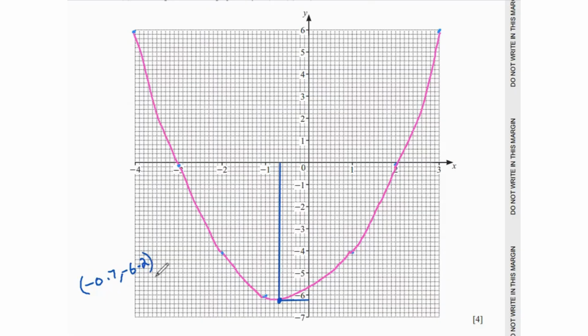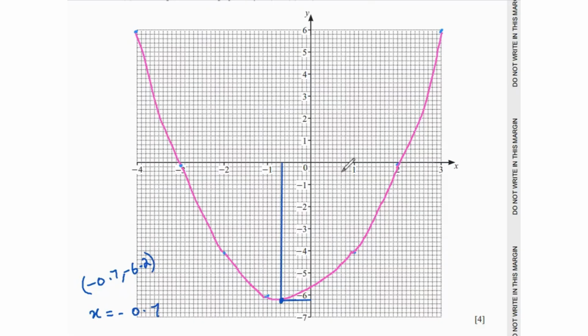Then for the line of symmetry, it's going to be the same. It's going to be x equals negative 0.7. For the line of symmetry, we always use the x value, not the y value, because the line of symmetry is your vertical line. This thing is your line of symmetry. And as you can see, this line is passing through the x-axis, not the y-axis. So it's always x equals something, not y equals something for the line of symmetry.